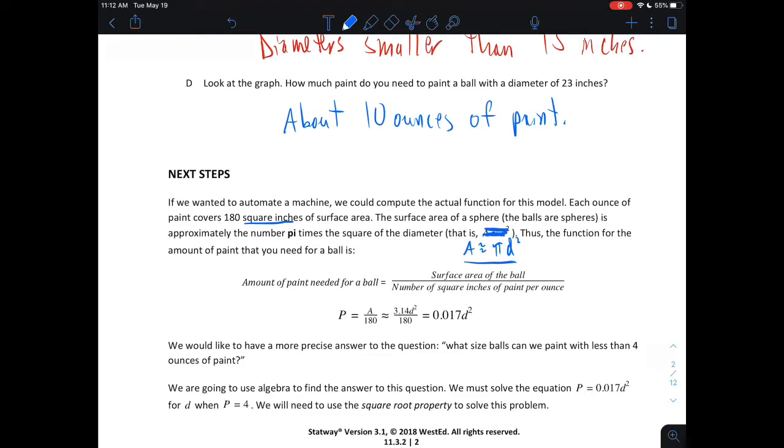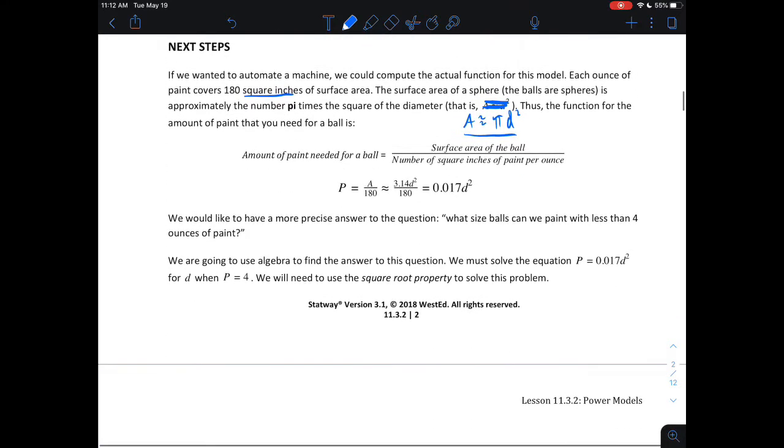What size balls can we paint with less than 4 ounces of paint? We are going to use algebra to find the answer to this question. We must solve the equation capital P is equal to 0.017 d squared for d. We want to find the diameter when capital P is equal to 4. We will need to use the square root property to solve this problem.